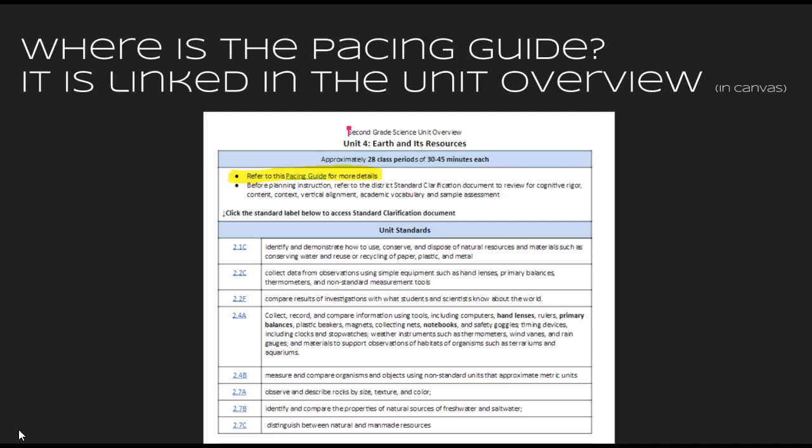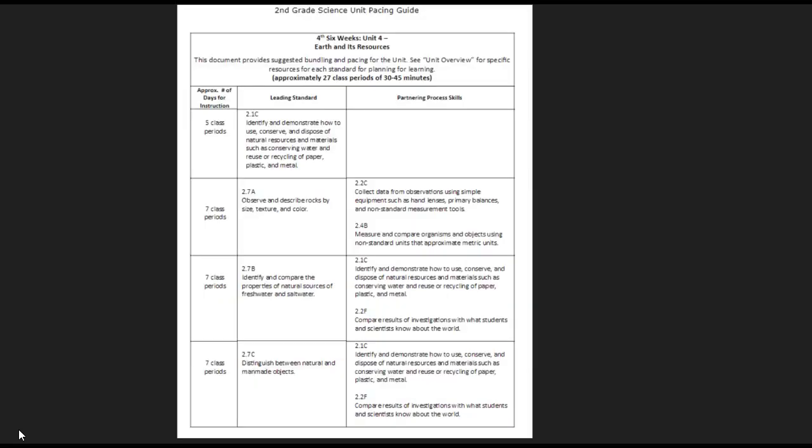So we're going to talk about the pacing for this unit, and just to remind you that this is a screenshot of the unit overview, and you can just click on the pacing guide that's hyperlinked at the top of each unit overview, and I've got that highlighted in yellow. And when you do, you're going to see this screen, which is the actual pacing guide. So just at a glance, you can see that this unit is divided up into 4 different mini units. These are our leading standards. And then on the right-hand side of the document, you can see those are the partnering process skills.